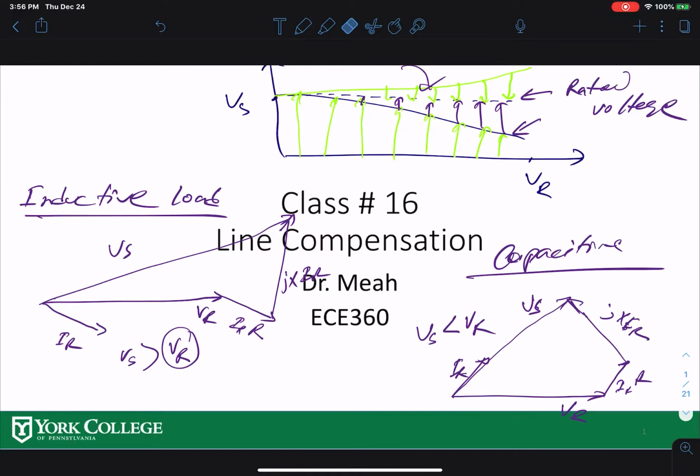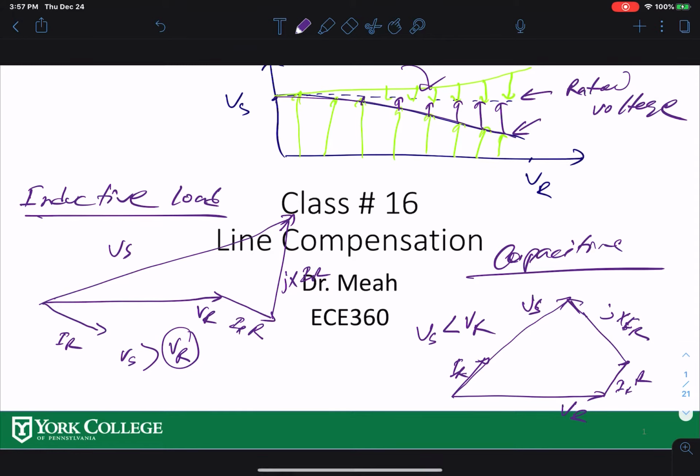This is lecture 16. In this lecture, we're going to talk about line compensation. What line compensation means is that a line could be fully loaded, lightly loaded, or no load, right? If you have a line that is fully loaded, your receiving end voltage tends to go down from the sending end voltage, like this line over here.